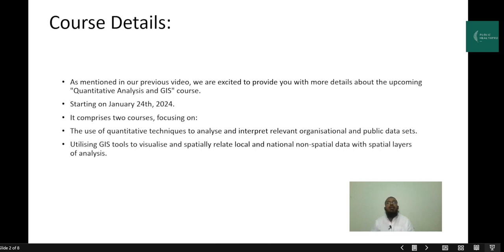The very first detail regarding the course is that it will start from January 2024. It is fundamentally divided into two parts. The first is quantitative techniques, and the second is, in connection with quantitative analysis, how we will utilize GIS tools to visualize and relate national and subnational data. We will discuss this later in more detail with some examples. I will share a personal example.